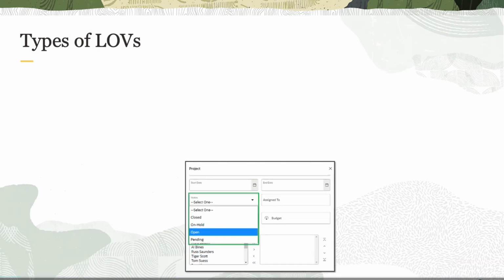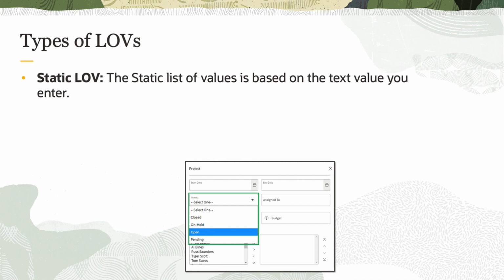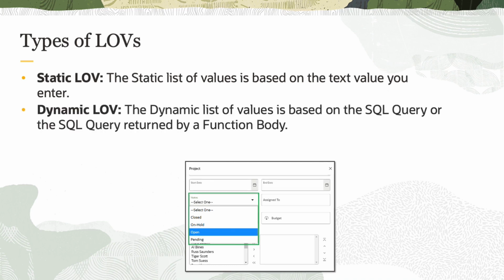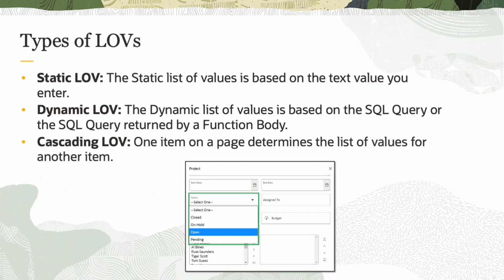LOVs or list of values are used everywhere, be it forms or reports. There are three types of LOVs you can create in Apex. Static LOV. The static list of values is based on the text value you enter. Dynamic LOV. The dynamic list of values is based on the SQL query or the SQL query returned by a function body. Cascading LOV. One item on the page determines the list of values for another item.